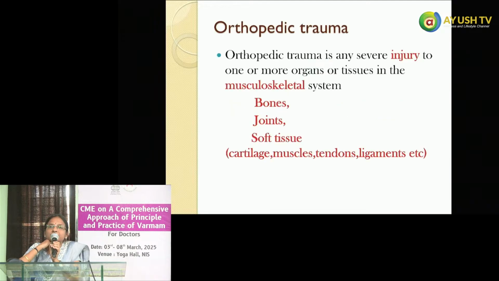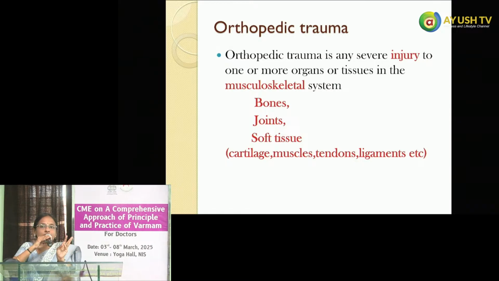So, what is orthopedic trauma? Trauma to any organ or any tissue of the musculoskeletal system is called orthopedic trauma. The musculoskeletal system means bones, joints and soft tissues. It is only these three injuries that contribute to orthopedic trauma. Soft tissues include cartilage, muscles, tendons and ligaments. So these form the soft tissue part of the musculoskeletal system, and injury to any of these parts is orthopedic trauma.